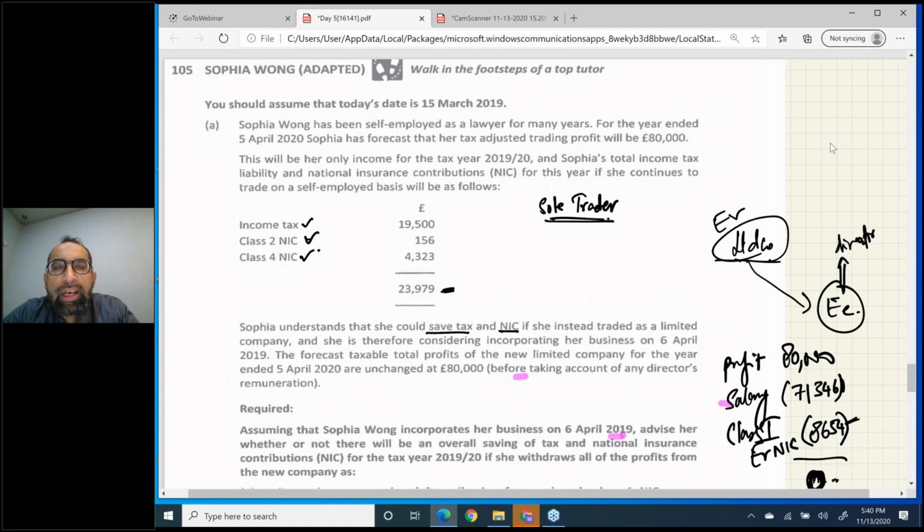Now this will be her only income for the tax year 2019/20. Open your eyes, something is given ready-made. Sophia's total income tax liability and national insurance contribution for the year, if she continues to trade on a self-employed basis. I taught you today in my slides that when you are a sole trader running a trading business, your income will be treated as trading income. You have to pay income tax on that trading income, non-savings income, and class 2 and class 4 NIC. Look here, this is the existing tax this lady is paying.